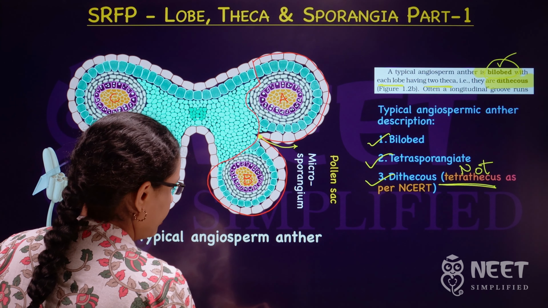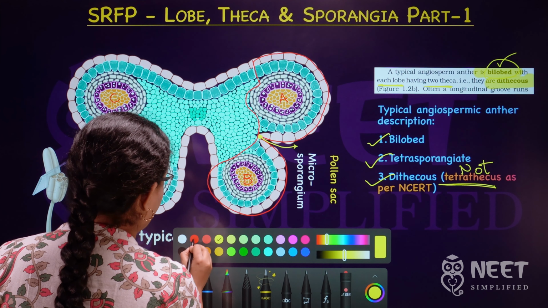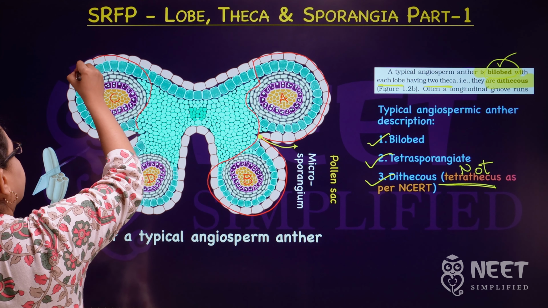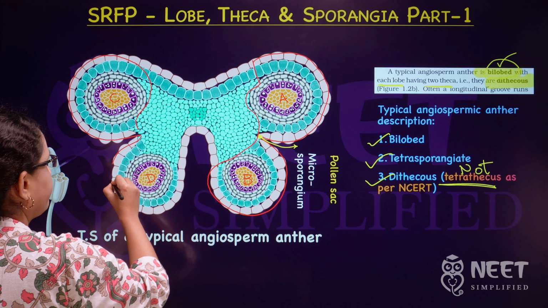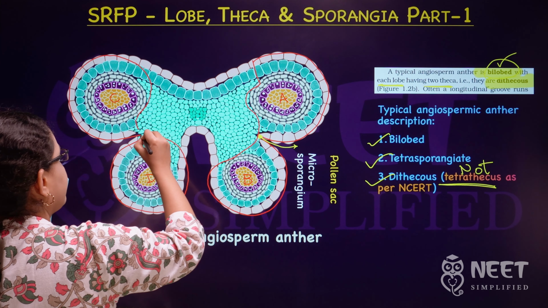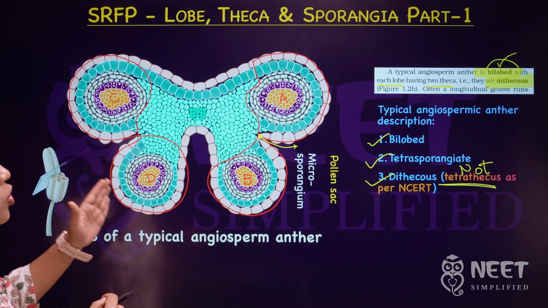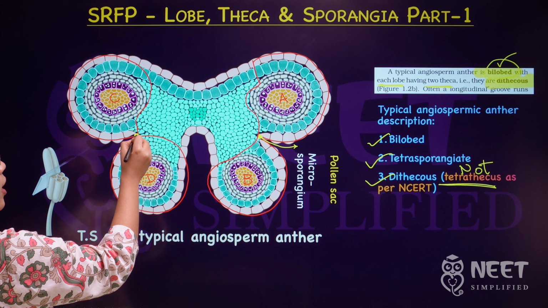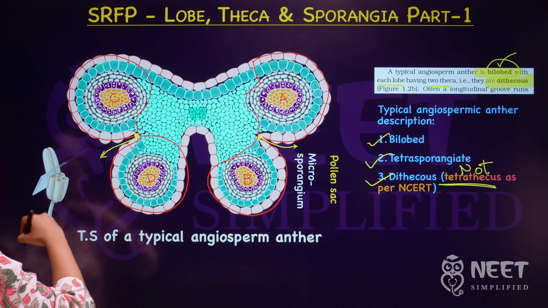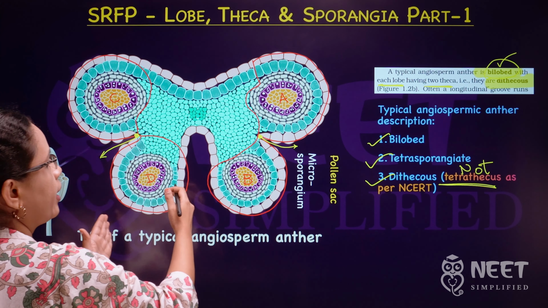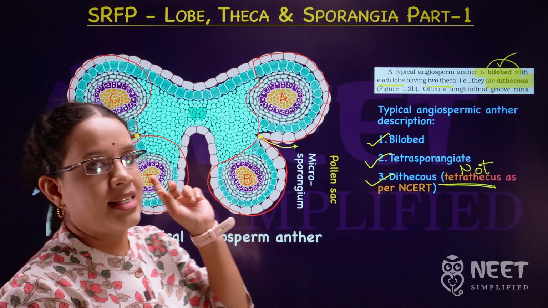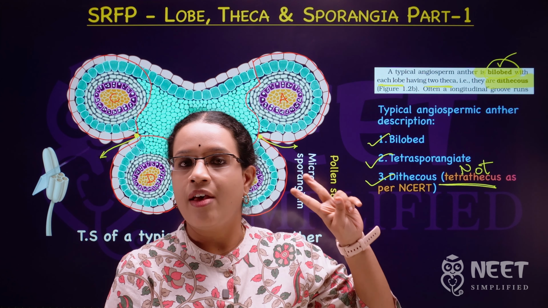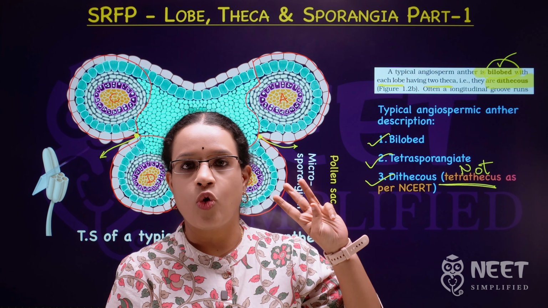Likewise, even on the other side, you can see the same thing here. Now here, this part, the C and D, is together forming another theca. As you can see, they originated from the same point and they are going to dehisce through this common pore. So we have one theca over here and the other theca over here. Hence dithecous, not tetrathecous. So very clearly bilobed we understood. We understood about tetrasporangiate and also dithecous.